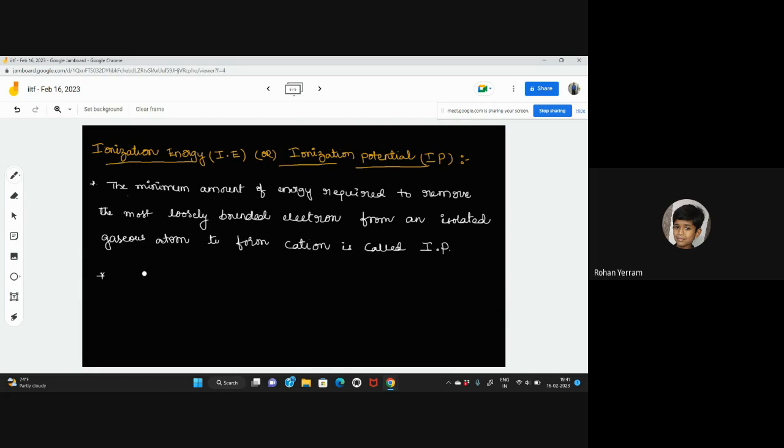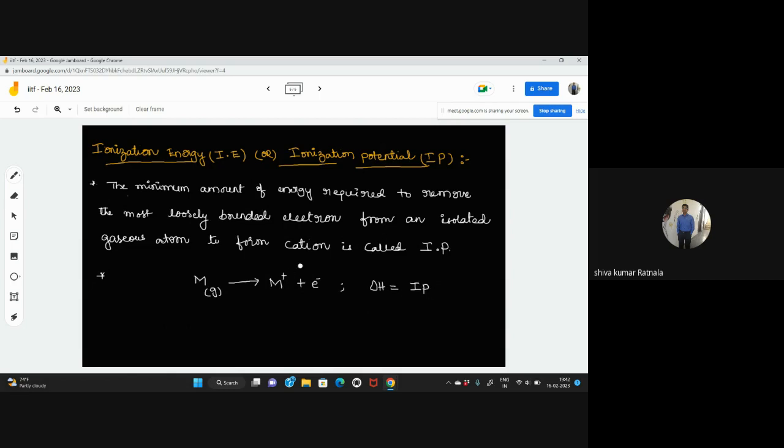For example, an element, metal M is there. Metal or atom, whichever it is, it should definitely be in gaseous state. When we are removing an electron, it will form M plus, and it will give one electron. In this process, delta H is what we call IP.